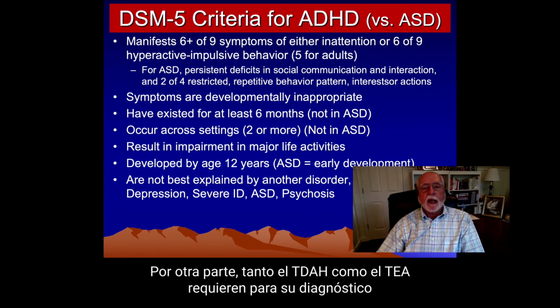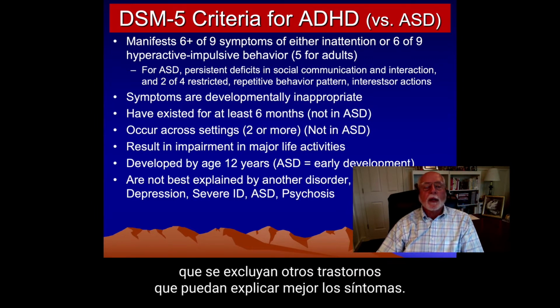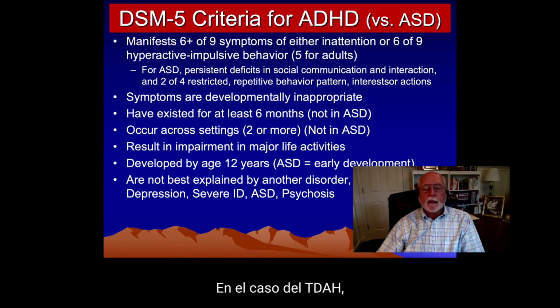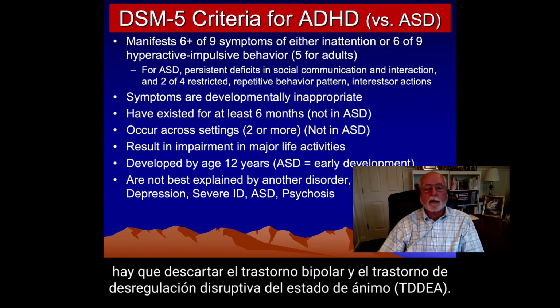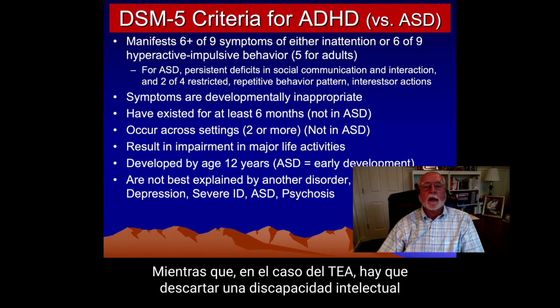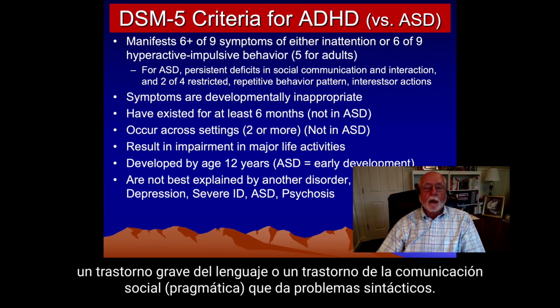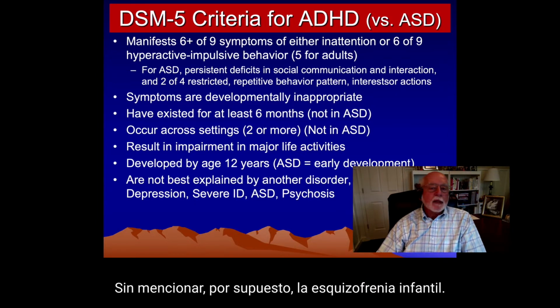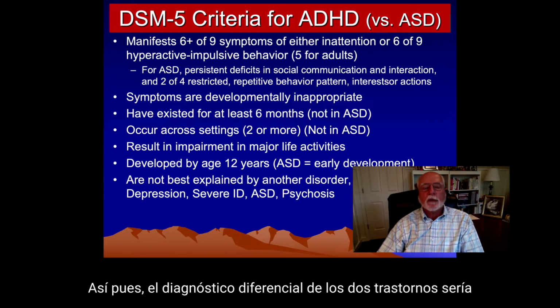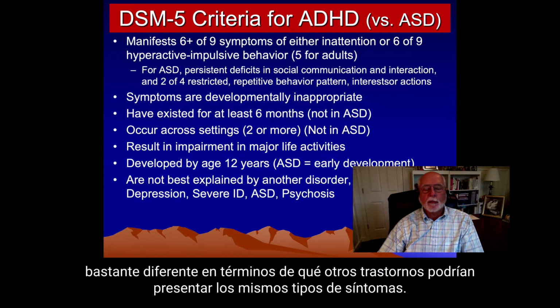Now, ADHD and ASD both require for diagnosis that one exclude other disorders that might better explain the presentation of those symptoms. In the case of ADHD, that might be bipolar disorder or disruptive mood dysregulation disorder. Whereas in the case of ASD, we're looking at intellectual disability, such as might be seen in Down syndrome, severe language disorder, or pragmatic language disorder as seen in the syntactical problems of the new language disorder, just specified in DSM-5, not to mention, of course, distinction from childhood schizophrenia. So the differential diagnosis of the two disorders is quite different in terms of what other disorders might mimic these kinds of symptom presentations.